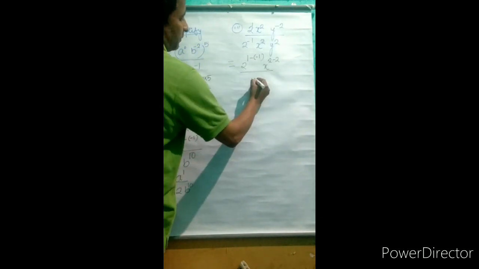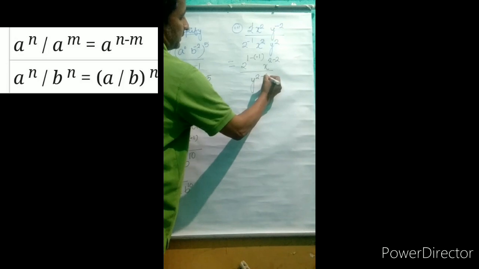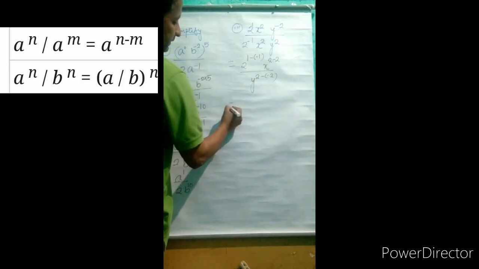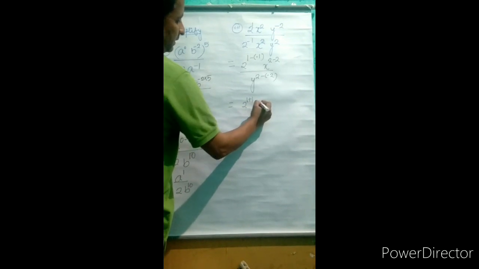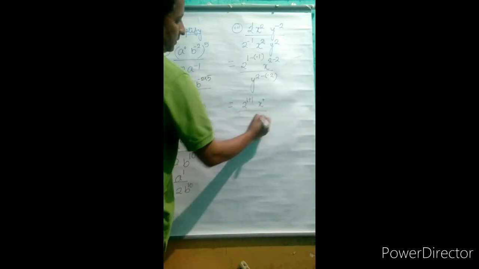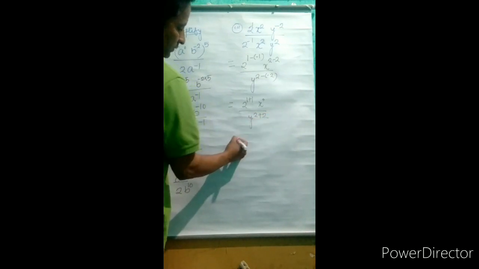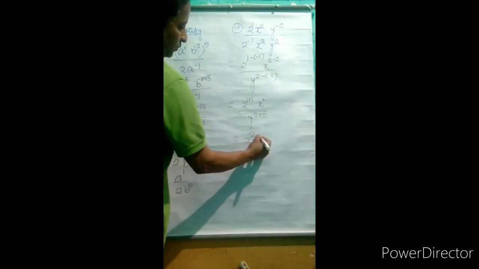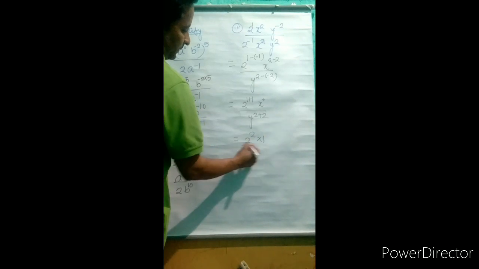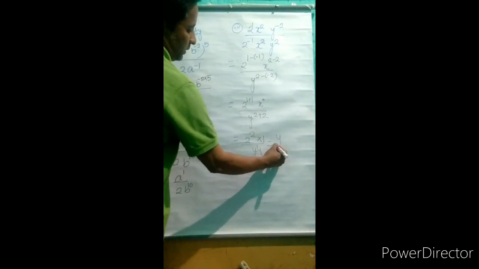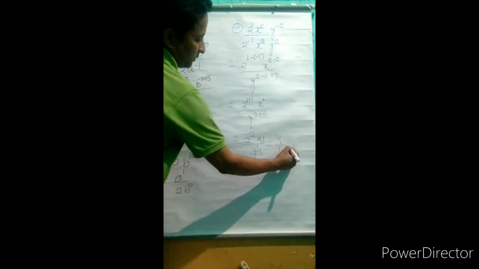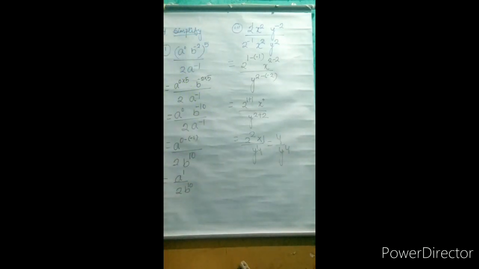So we will bring y down with 2 minus 2, so it will become 2 raised to power 1 plus 1, x raised to power 0, y raised to power 2 plus 2. So 2 raised to power 2 multiplied by 1 over y raised to power 4. So here you can write 4 over y raised to power 4.